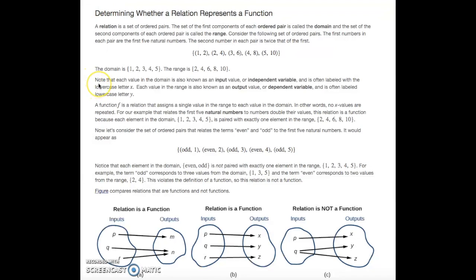We can refer to a single element of the domain as an input value or independent variable. So, for instance, 1 is an input value, and so is 2. Each value in the range can also be called an output value or a dependent variable. So 2 is an output value, and so is 4, 6, 8, and 10. Usually we like to label the input values with a lowercase x, and the output or dependent variable we usually label with a lowercase y.